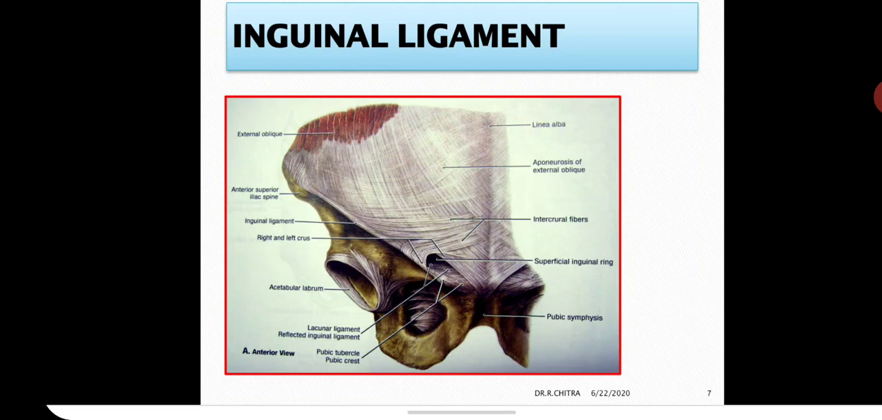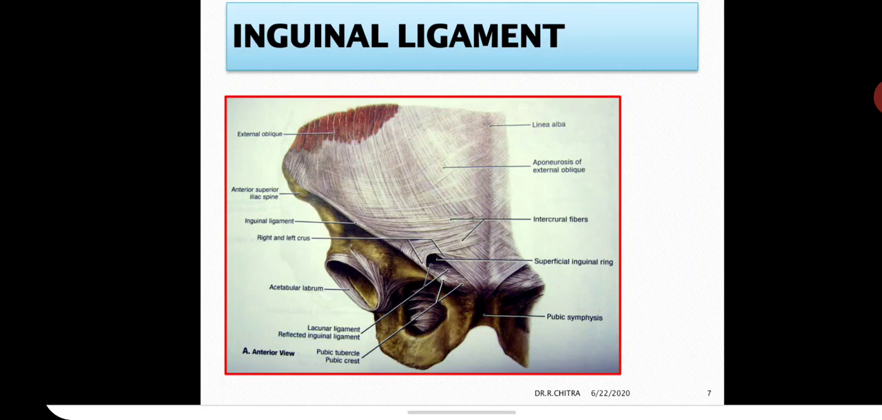So that is in front of the conjoint tendon. The inferior crura attached to the pubic tubercle is reflected upwards in front of the conjoint tendon, and it is inserted in the middle to the linea alba, where they interlace with the fibers of the opposite side. So that is the reflected part of the inguinal ligament. This may also be called the third crura of the superficial inguinal ring.